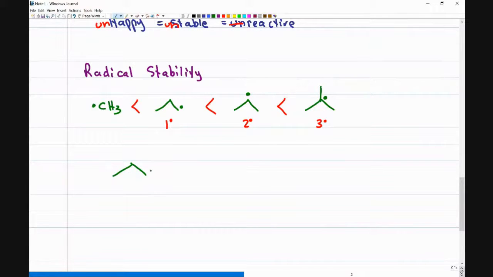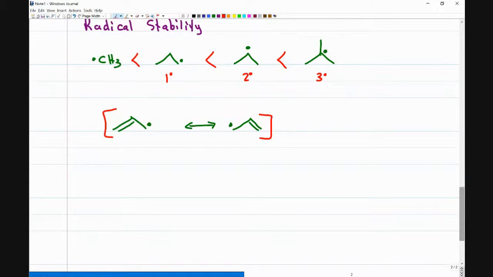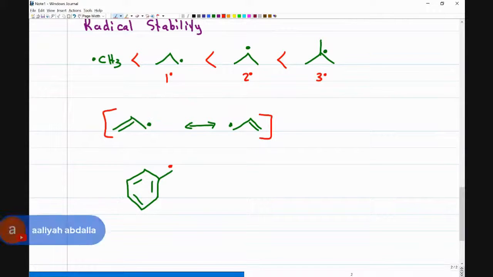If I have a radical on a primary carbon, but there's a pi bond next to it, the resonance structure will distribute that pi bond to the right, putting the radical on the left. And that means this radical is being held by two different carbons, making it even more stable. And if I could have more than one pi bond to resonate, more than one pi bond to share, for example, if I have a benzene ring with a radical sitting outside the ring, this is going to be even more stable because I can resonate this radical into the ring, and that means I'm sharing it with four atoms, and that makes it even more stable.